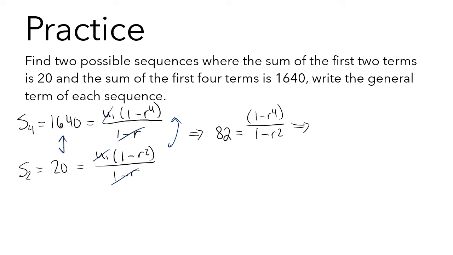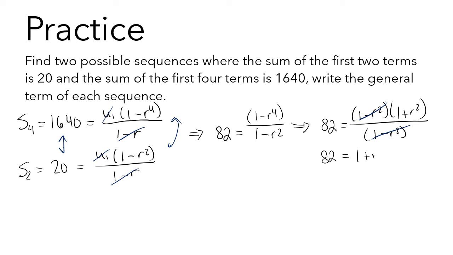Now we know that by difference of squares, this is equivalent to the following expression, 1 minus r squared times 1 plus r squared, all that over 1 minus r squared. These two terms are the same, so they cancel, and we get 82 equals 1 plus r squared. Minus 1 on both sides, we get 81 equals r squared, which means r is plus or minus 9. So that's where we get the two sequences.